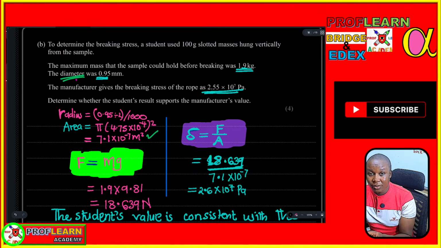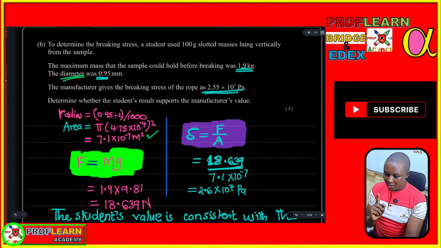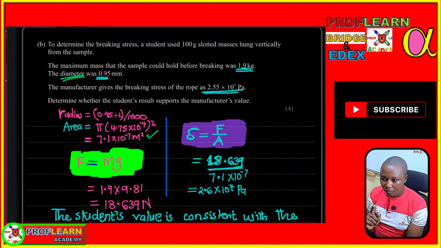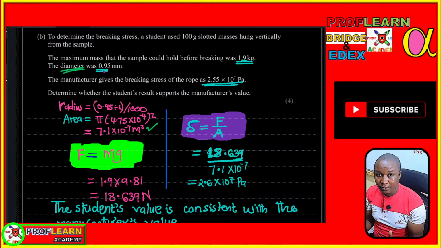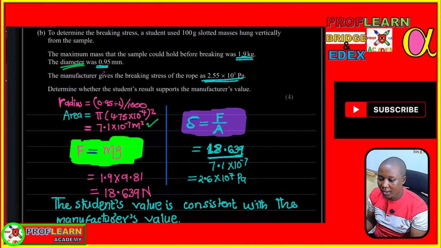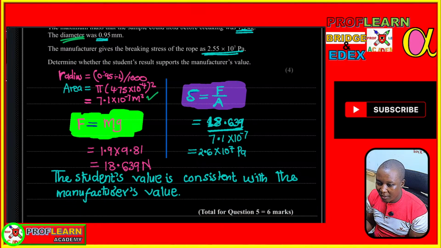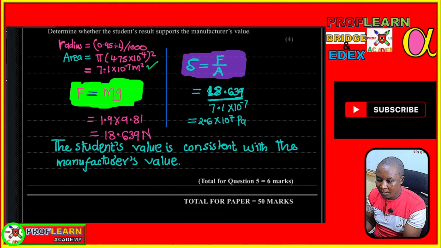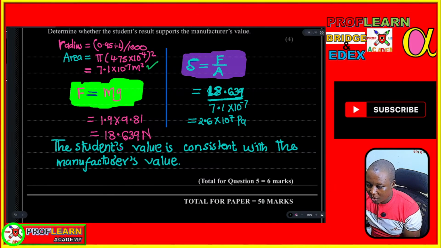This is where students always get it wrong. You are supposed to work out the area using the radius, but you forget that the measurement you are given is the diameter. So you have to convert it to radius by dividing by 2, and also convert it to meters before you work it out. Otherwise, there is going to be a crisis, and you will cry after the exam, realizing that you forgot it was diameter, not radius. Don't forget that. Then the force exerted will be the weight, which is mg, and working it out, we get 18.639 newtons.